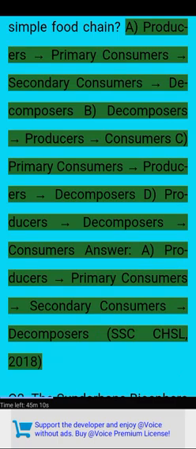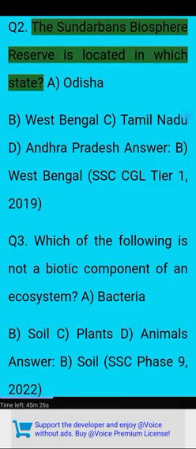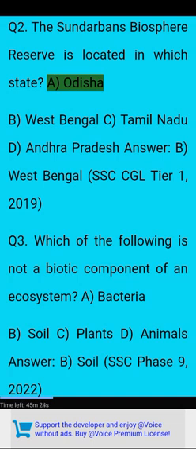SSC CHSL 2018. Q2. The Sundarbans Biosphere Reserve is located in which state? A. Odisha. B.